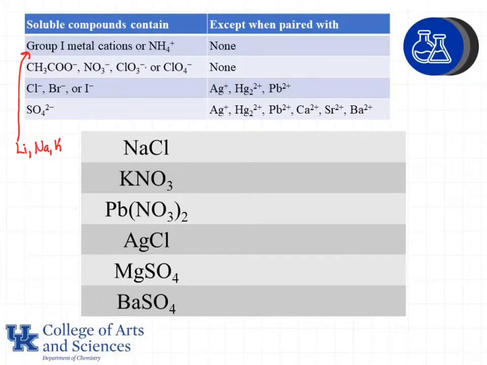Let's look at some examples. First, we'll look at NaCl. Note that NaCl contains Na+. You may need to review the ionic compound structure to recall the charges on the ions. Remember, NaCl contains Na+ and Cl-. Since it contains the Na+ ion, we know that it's going to be a soluble compound. Because there are no exceptions to that rule, anytime we see Na+ in a compound, we know it's going to be soluble.